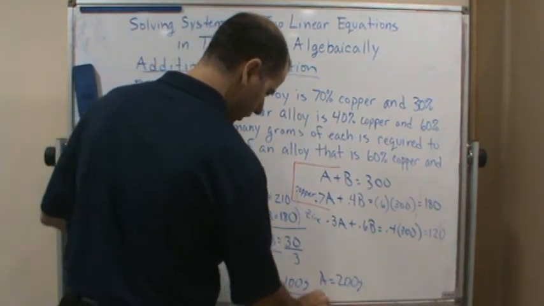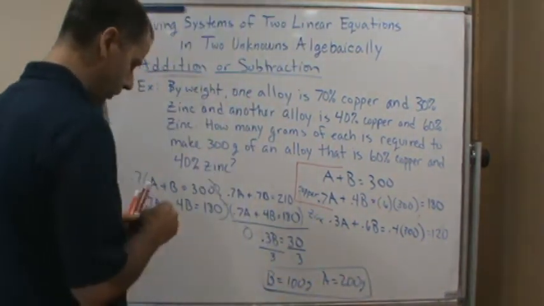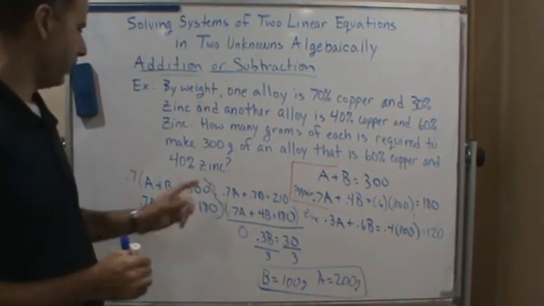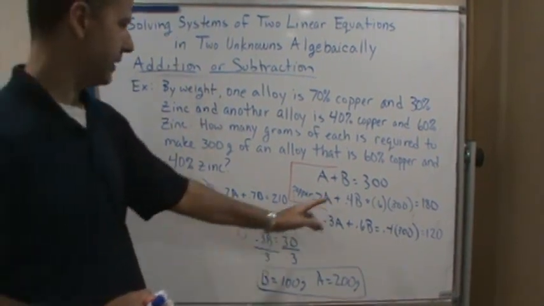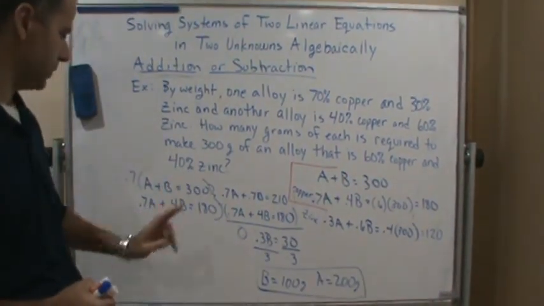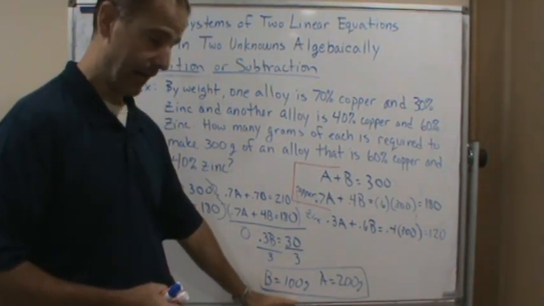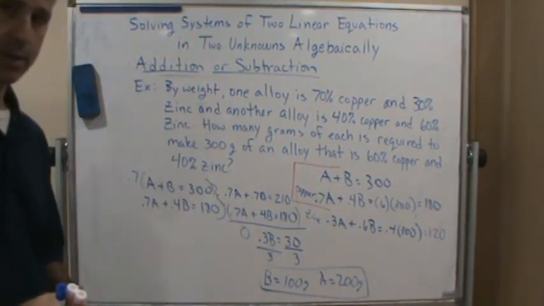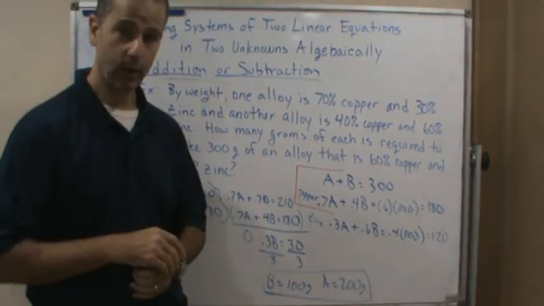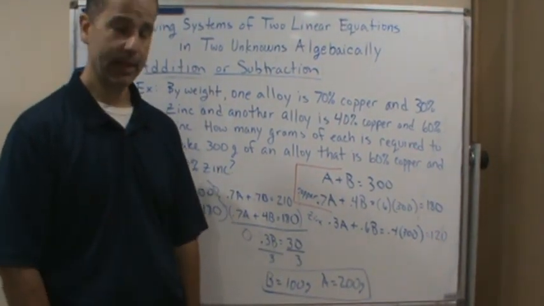So there's my solution. In order to get 300 grams of an alloy that is 60% copper and 40% zinc, I need to mix 100 grams of the second alloy with 200 grams of the first alloy. And I'm done. That's it.